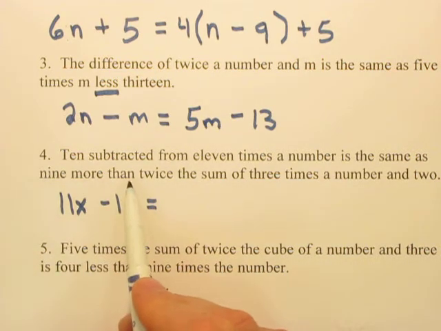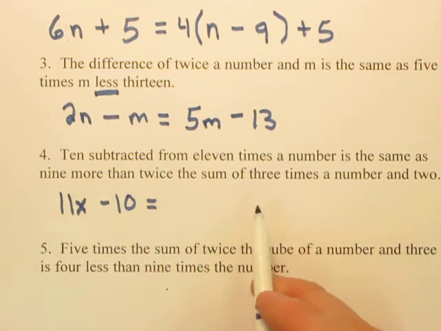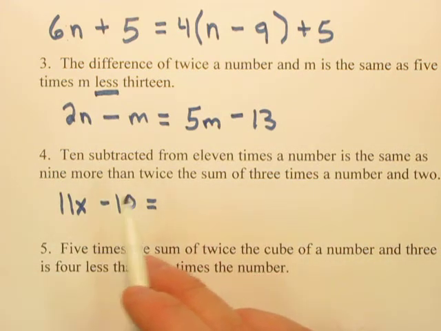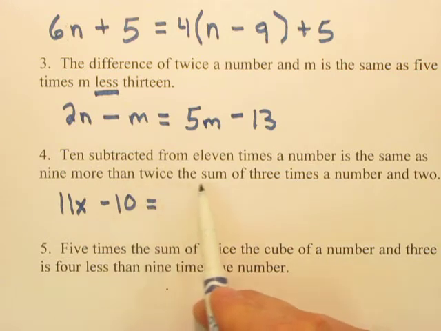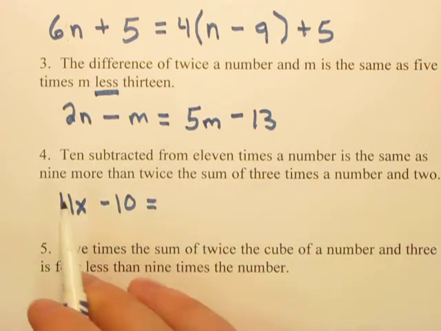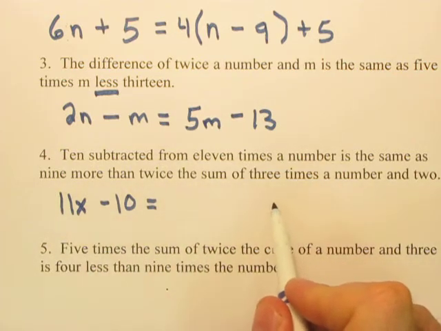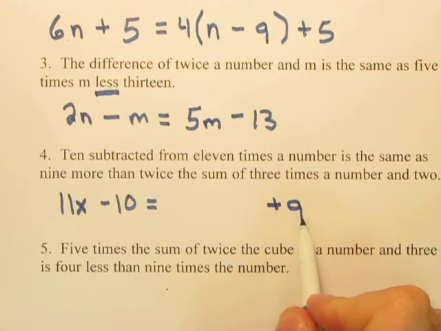9 more than. Now that's telling me I need to shift over and put plus 9. And then I'm wondering, 9 more than what? This is pretty complex here. There's a lot of stuff going on. So when I put the plus 9, I'm going to leave some space. I go plus 9 all the way over here.